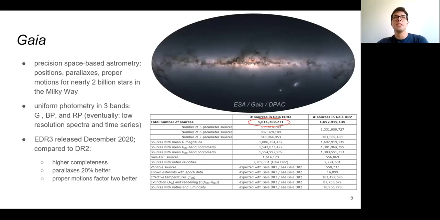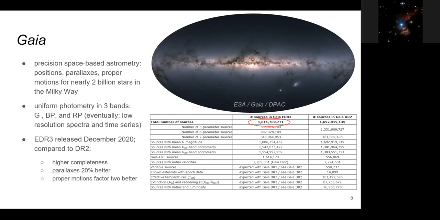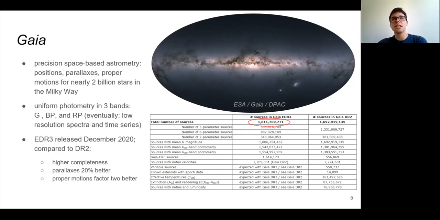So this is where Gaia comes in. As probably many of you know, Gaia is a space-based astrometry mission. It's providing positions, parallaxes, and proper motions for nearly 2 billion stars in the Milky Way. It also provides photometry in 3 different passbands. Eventually, it will provide low-resolution spectra and time series. With each successive data release there will be better completeness and also improved precision in all of these parameters as they ingest more and more data from the mission.